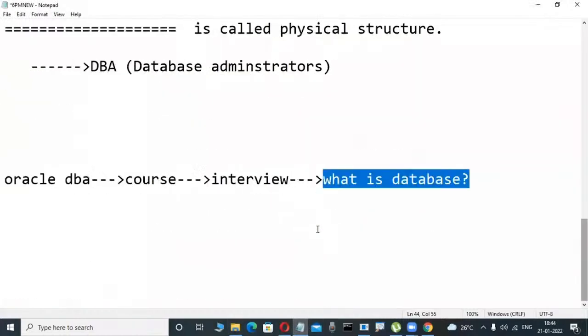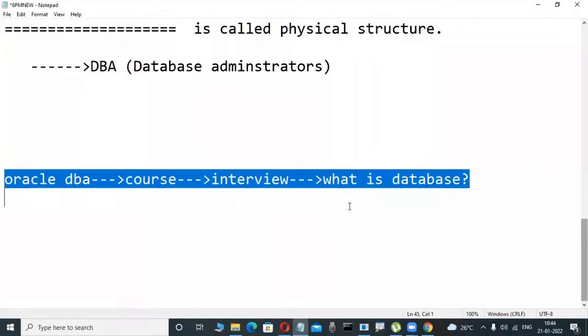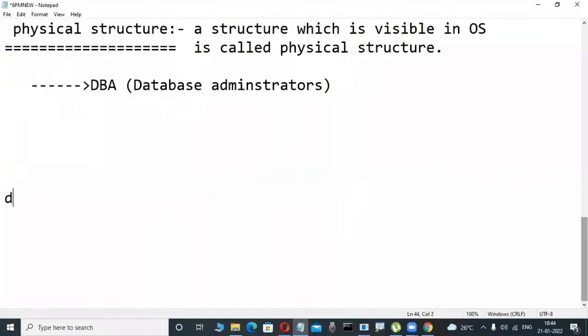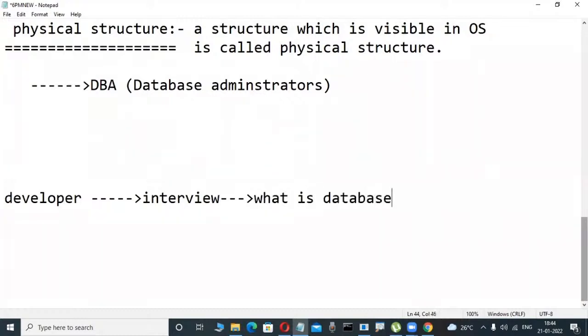Suppose I am a developer, not an administrator: a Java developer, SQL developer, PL/SQL developer, or Python developer. These developers attend an interview and are asked, what is a database? Generally, developers answer in terms of the logical structure.